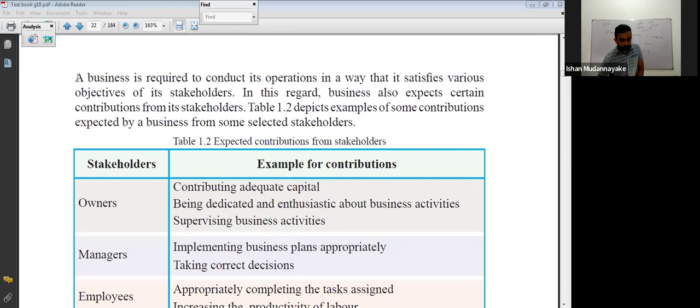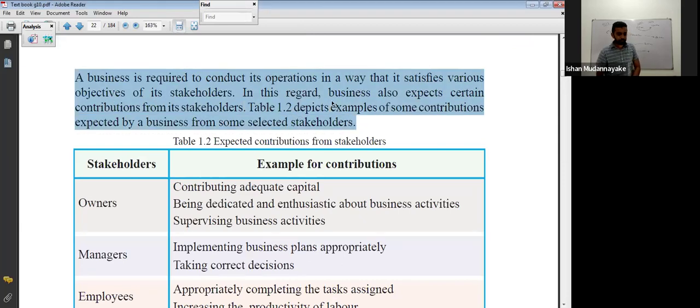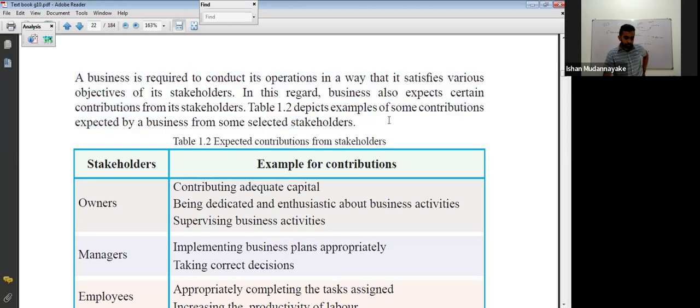Read this down. A business is required to conduct its operations in a way that satisfies various objectives of its stakeholders. In this regard, business also expects certain contribution from its stakeholders. Table 1.2 depicts examples of some contributions accepted by a business from some selected stakeholders. Now please highlight this one: business also expects certain contribution from stakeholders.